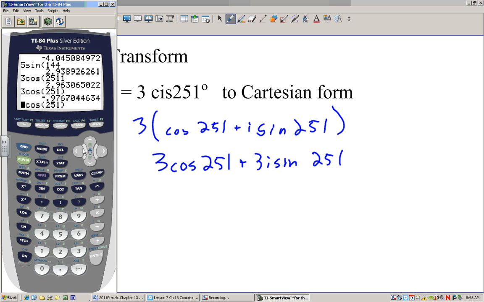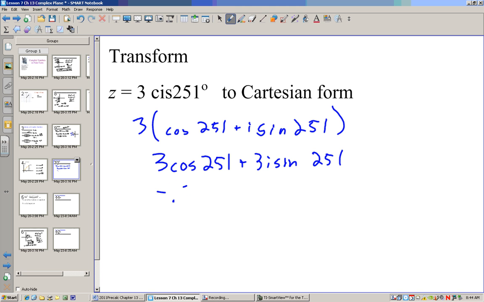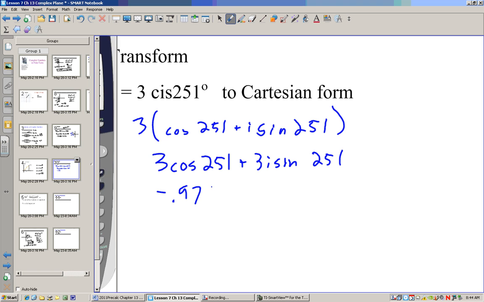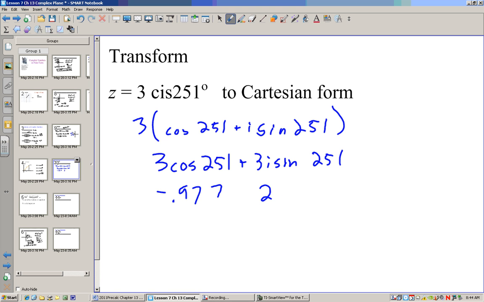And now just change this to a sine. And we have negative 0.977 and 2.837. I believe that was negative also. And if you think about 251, both the x and the y will be negative in that situation.